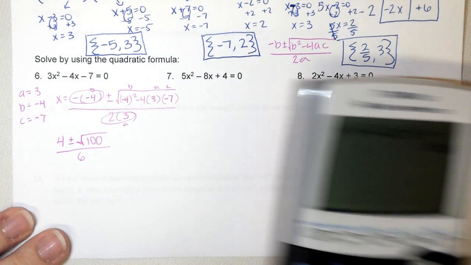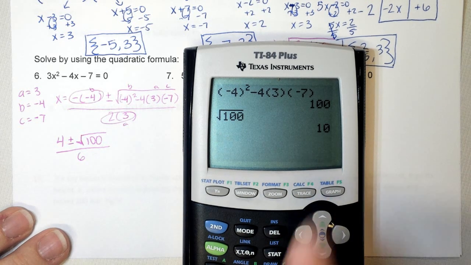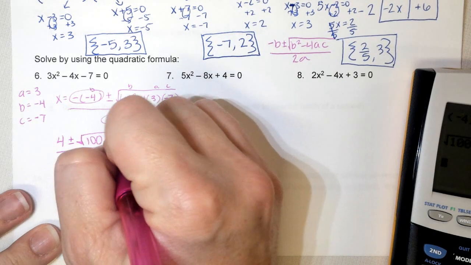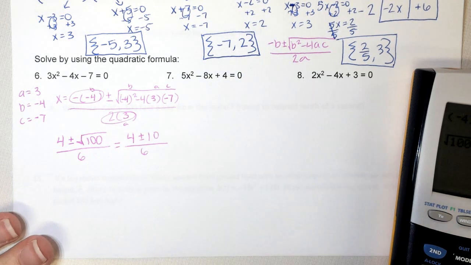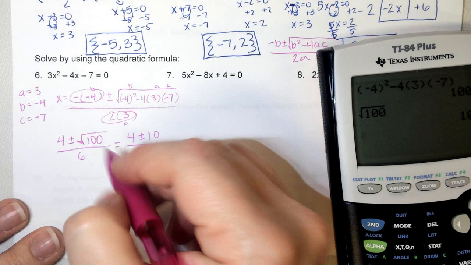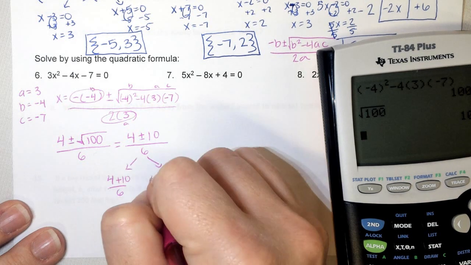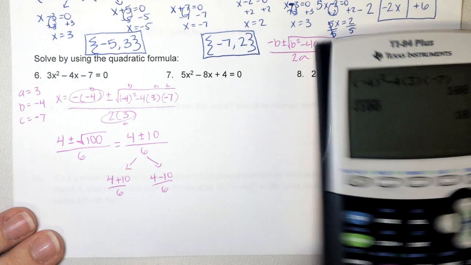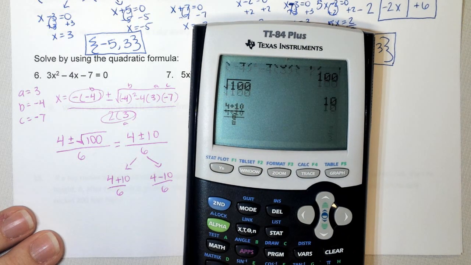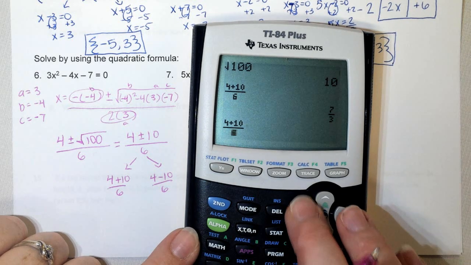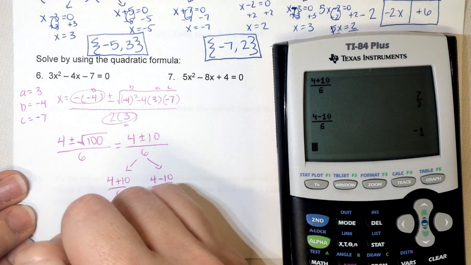Well, I know 100 is a perfect square, and if you're not sure, y'all, you can always square root it and see it is. It gave me a number without a house, so I get 10. So this becomes 4 plus or minus 10 over 6. So now it's a calculator problem. We're going to type 4 plus 10 over 6 and 4 minus 10 over 6 in our calculator. And then second, enter, change it to minus, and we get -1 and 7 over 3.